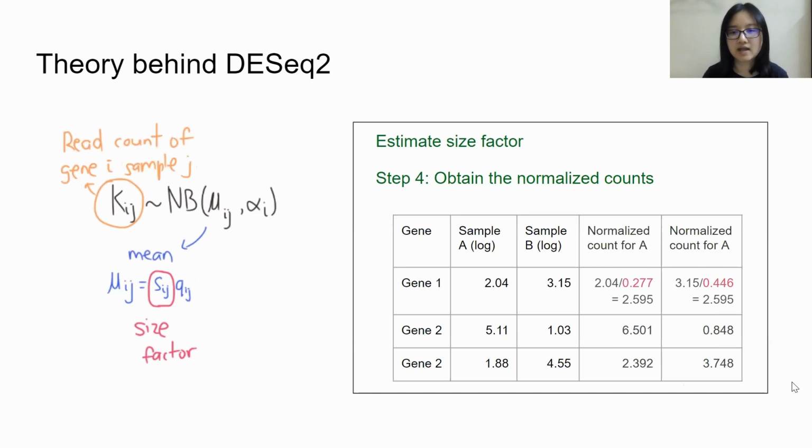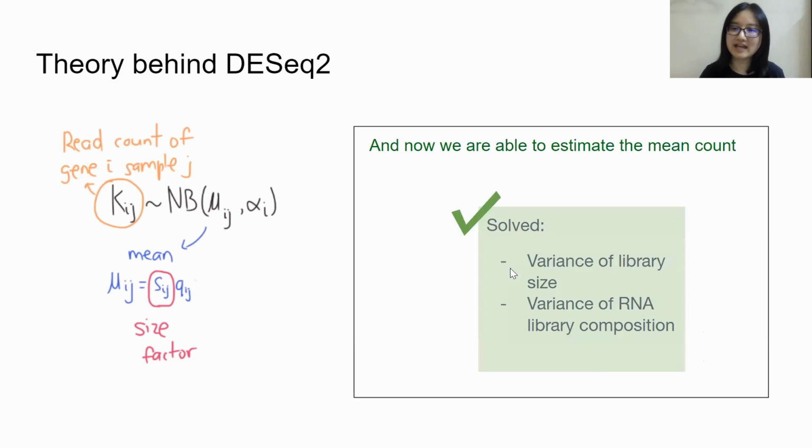And from here we can obtain the normalized count by dividing the original count over the size factor, and that's all. We can get the size factor and also be able to estimate the mean count. So this step is able to eliminate the variance of library size as well as RNA library composition.